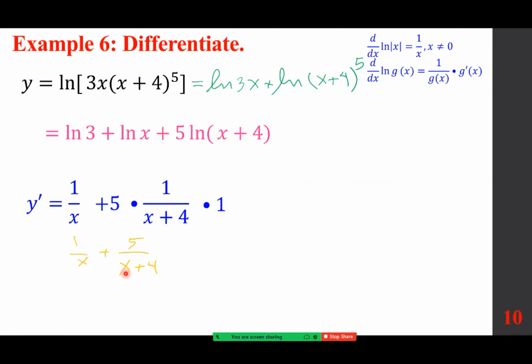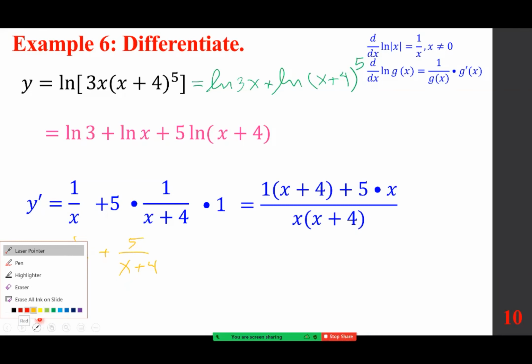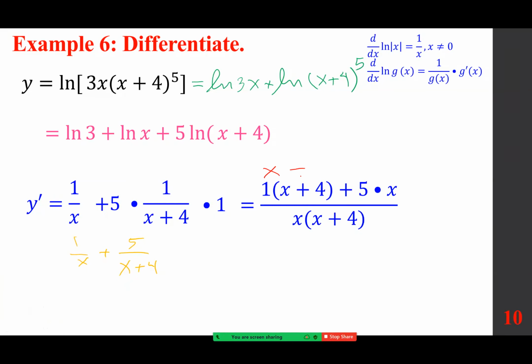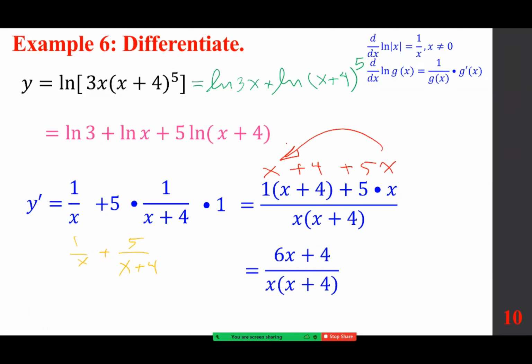Product of x and x plus 4 is the LCD. 1 times x plus 4 plus 5 times x. That's the numerator. We can combine these two into 6x plus 4, and we are done. So 6x plus 4 divided by x times x plus 4. Decomposing the log makes it easier to deal with this differentiation.